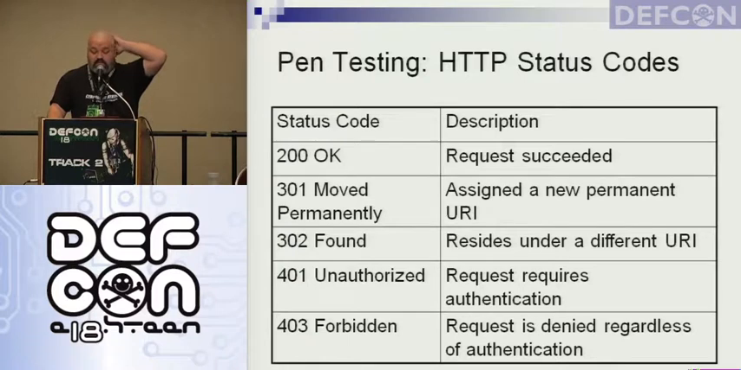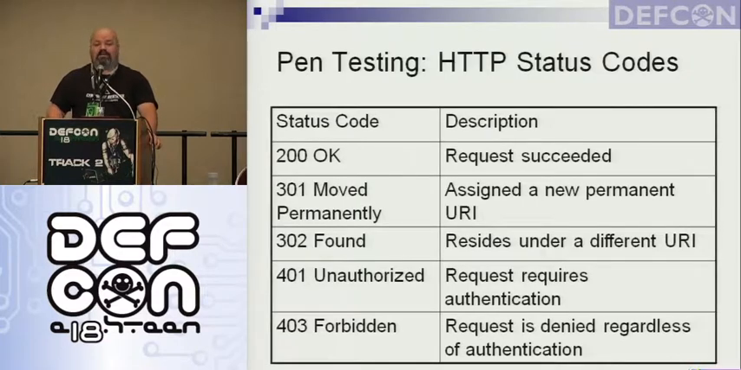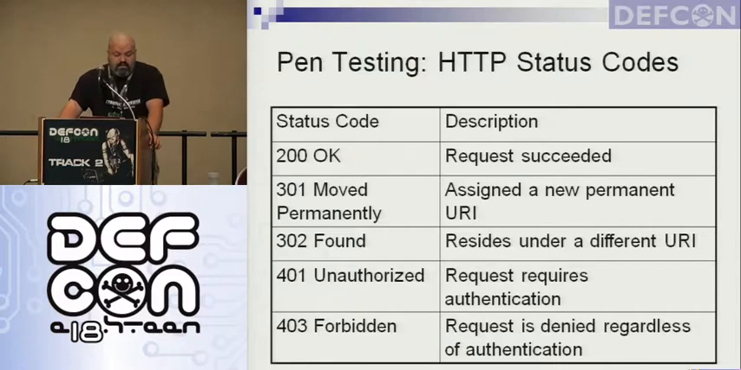Just a quick overview of some HTTP status codes that we will see and how they can be useful to us. 200 OK, request succeeded. This is typically our best result because this means we're going to be able to view the page without any authentication at all. 301 and 302 are moved or found, and we'll see that those are not terribly useful to us. 401 unauthorized requires authentication, and then 403 is forbidden. In other words, we can't go there.